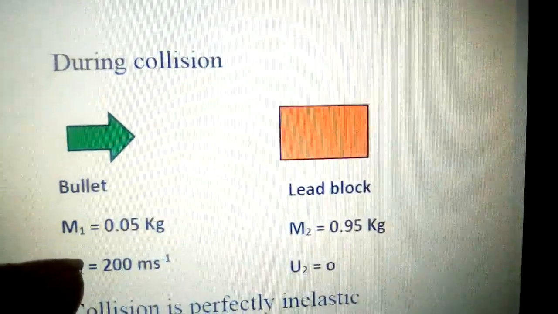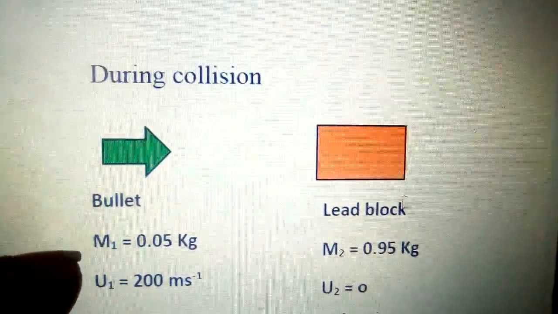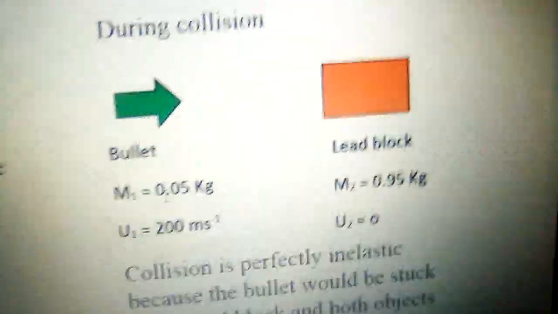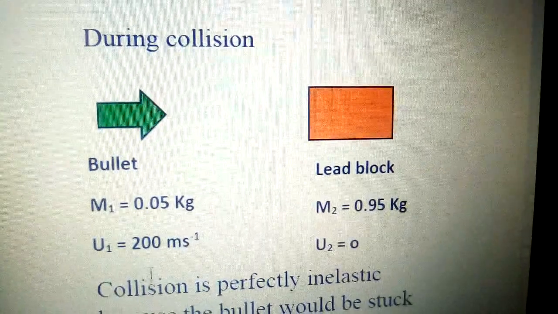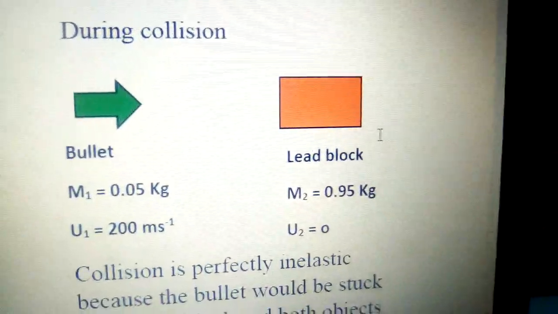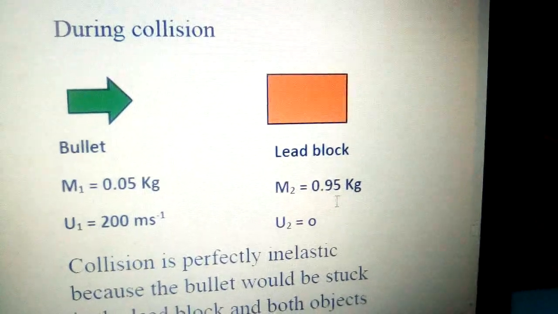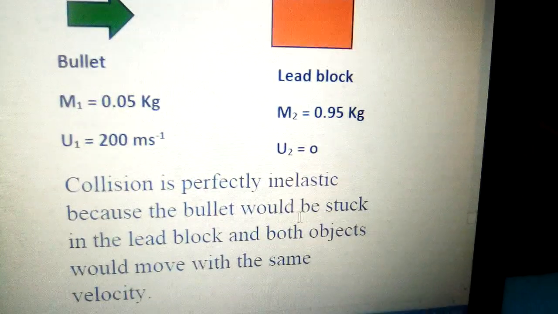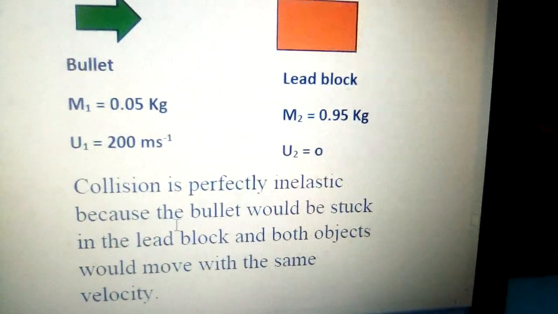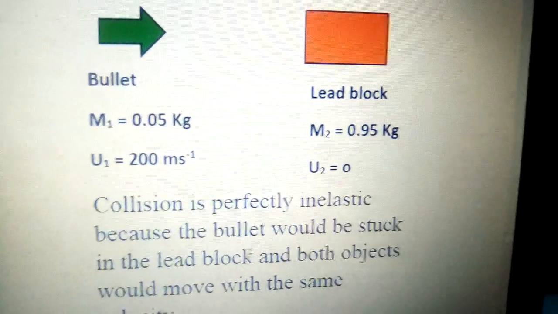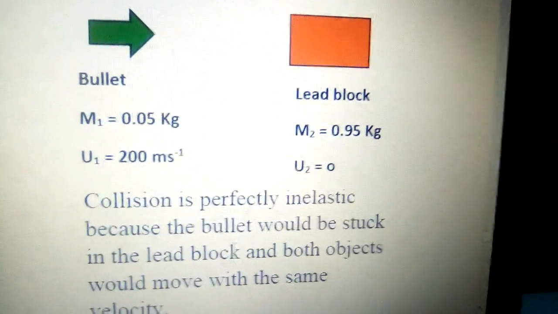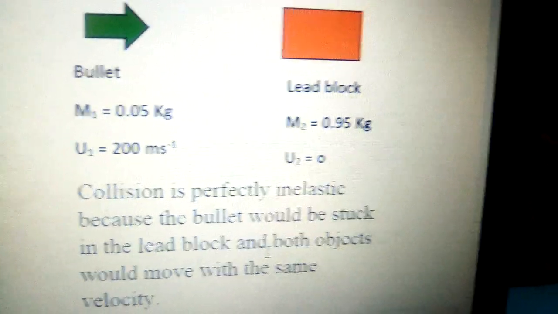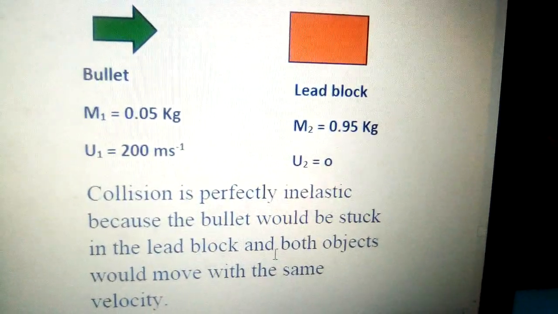During collision, we can see the representation there. The arrow with green color represents the bullet flying, of mass 0.05 kg and initial velocity of 200 meters per second, flying onto the lead block of mass m2, 0.95 kg. Its initial velocity is 0 because it is at rest, and the collision is perfectly inelastic. Why do you say that? Because the bullet will be stuck into the lead block, and both objects will move with the same speed. The collision whereby two objects join themselves after collision is called an inelastic collision.